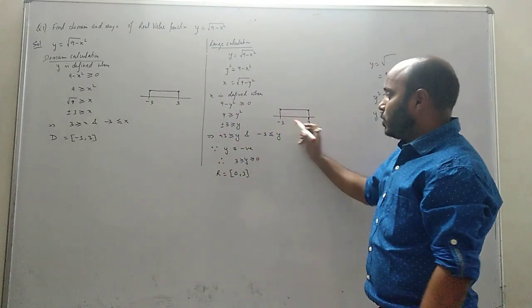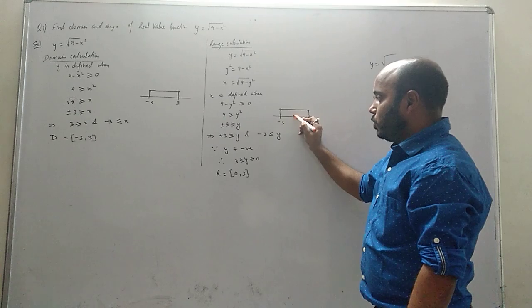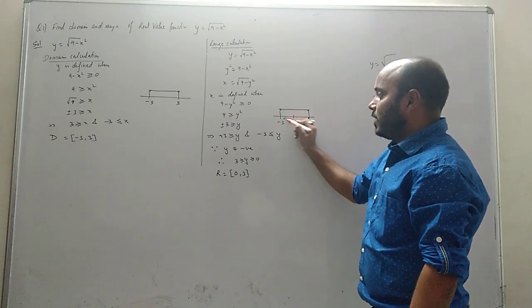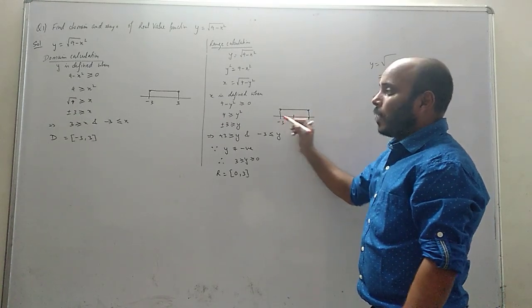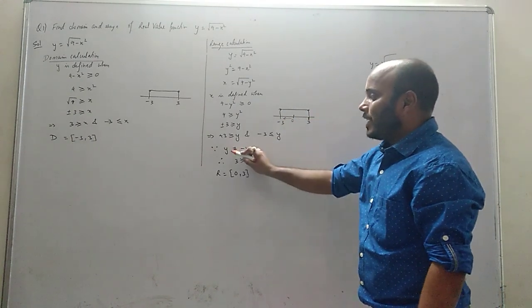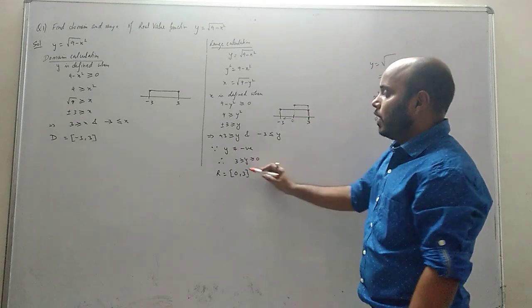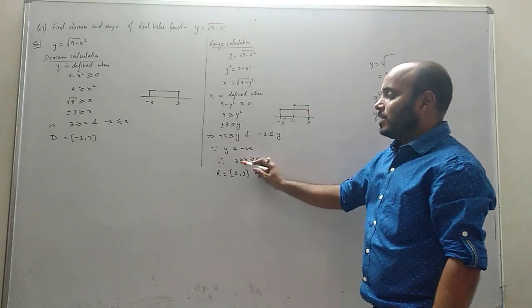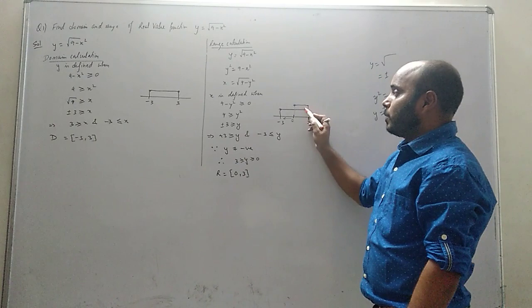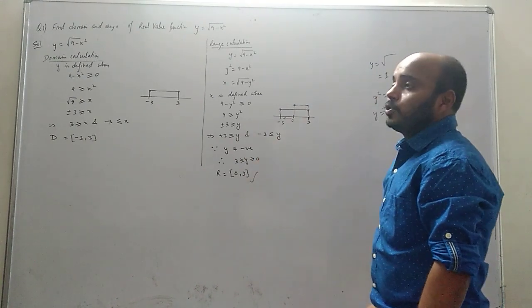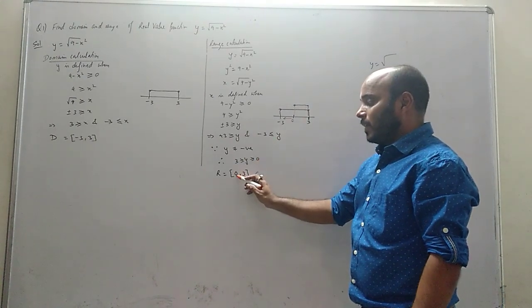So minus 3 to 3. From 0 to minus, if I go this side, these all values are negative. That means y cannot be negative. Since y cannot be negative, that means the answer will be from 0 to 3. So therefore, y is less than equals to 3 and greater than equals to 0. That means range is 0 to 3. 0 to 3, first the smaller one, then the bigger one.